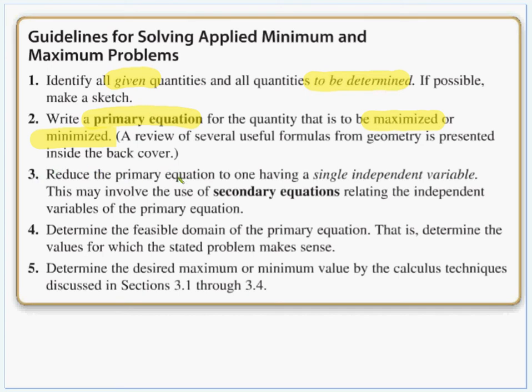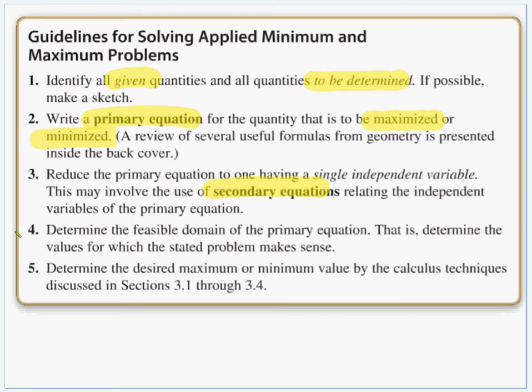Number 3, reduce that primary equation to one having a single independent variable. One independent variable. This may involve the use of a secondary equation that has the same independent variables as the primary. We might even need more than one secondary equation.